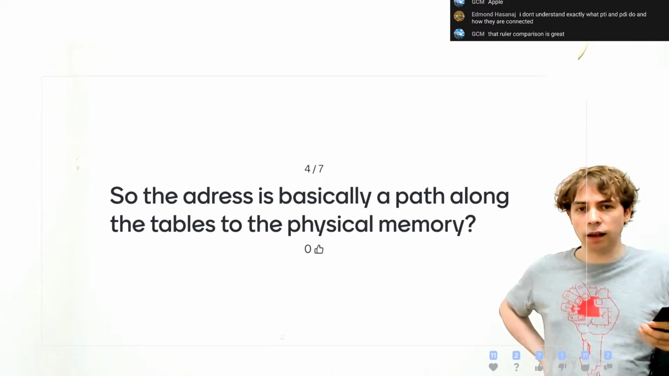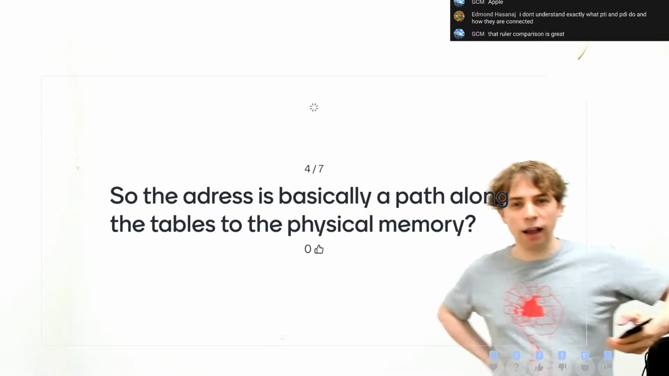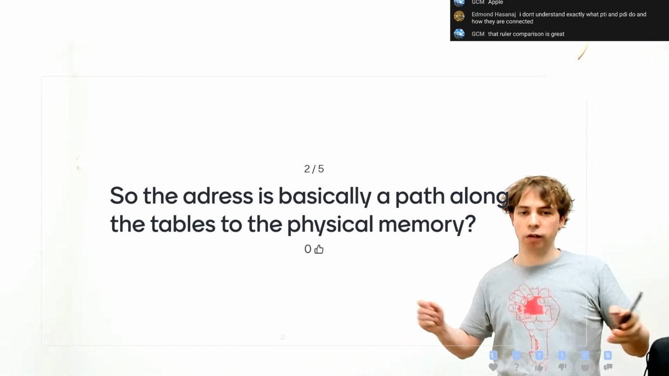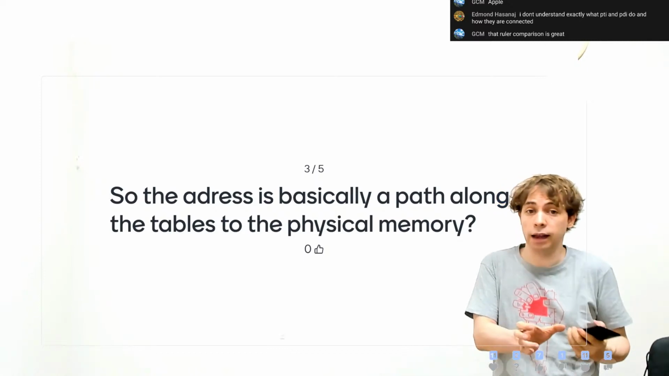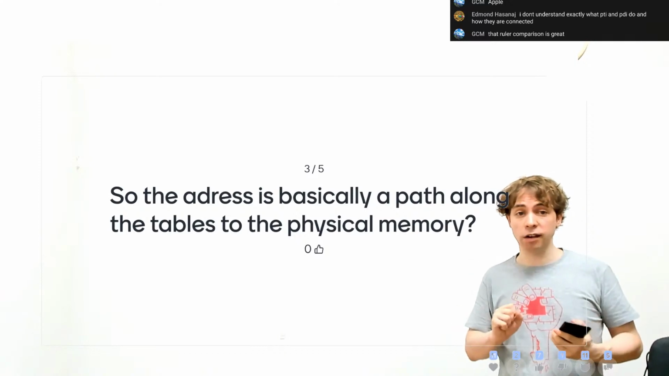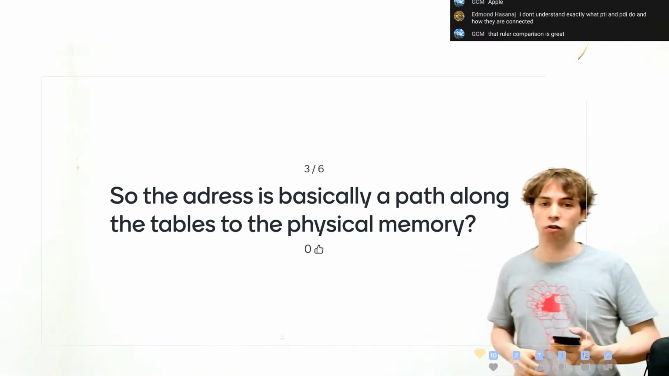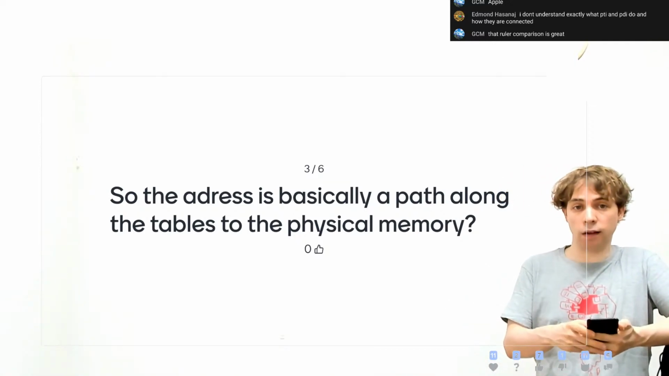So the address is basically a path along the tables to the physical memory. I would say the address is a struct that provides you with a set of indices. In our example, 3 indices. One offset is the index within the page. The page table index is the index within the page table, and the page directory index is the index in the page directory. So it's a set of, in this case, 3 indices.